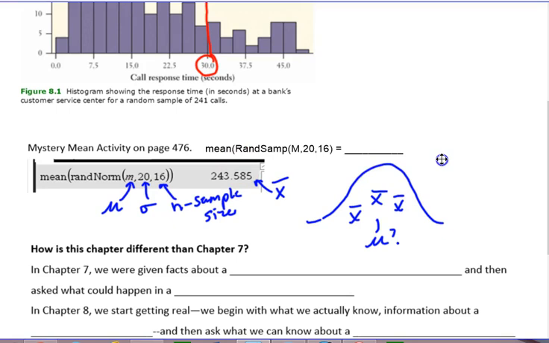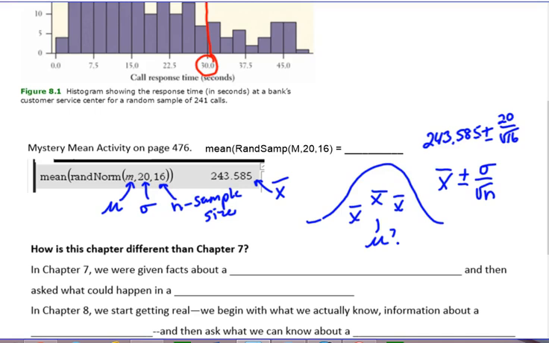So we have to think about if we were to take X bar plus or minus the standard deviation. Is this the standard deviation of the population? No, it's the standard deviation of X bar. How much do the X bars vary from one another? So if we did sigma divided by the square root of n, maybe we could get a general idea of the interval in which the true population mean would lie. In this case, I would do 243.585 plus or minus 20 divided by the square root of 16. Well, 20 divided by the square root of 16 is 20 over 4, which is 5.